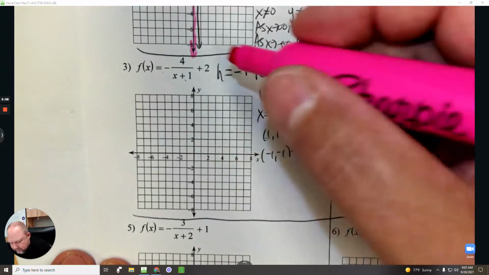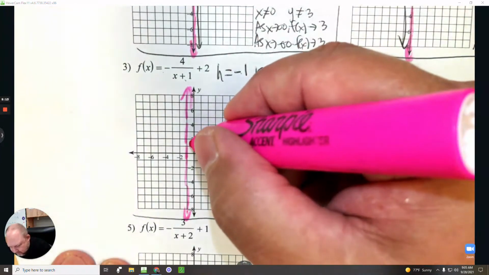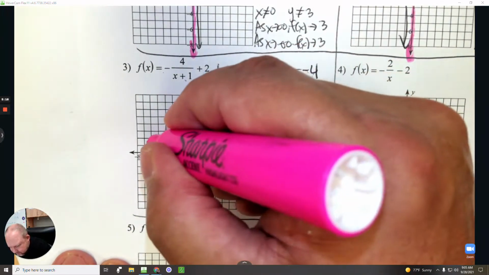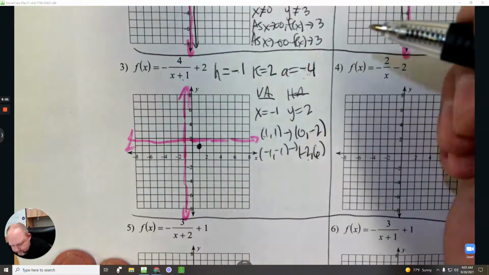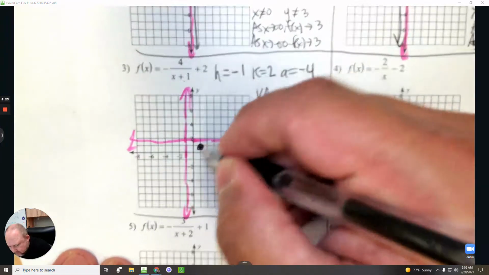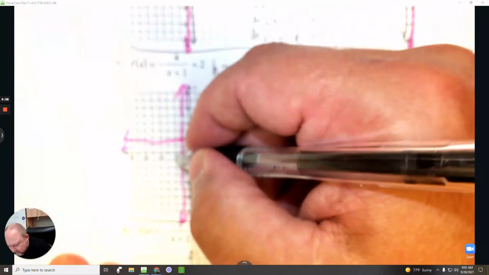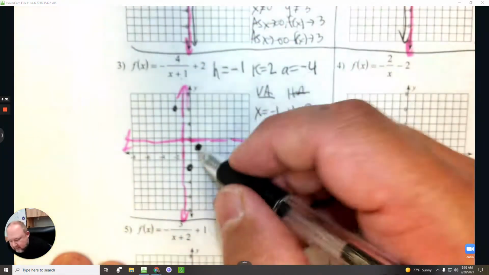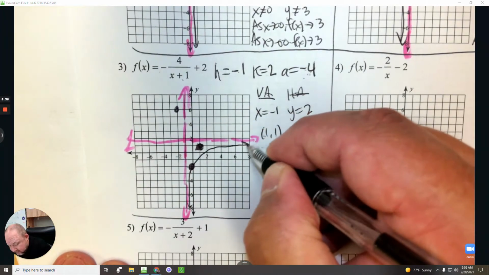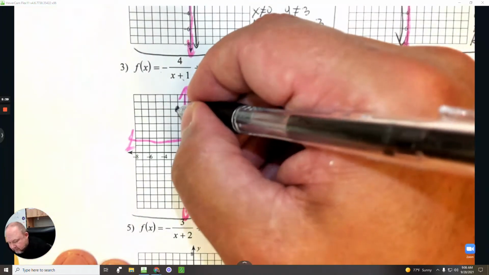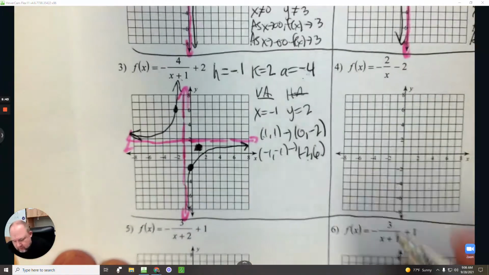So our asymptotes are at negative 1 and positive 2. So we have 0, negative 2, and negative 2, 6. And then I'm going to use these points to curve. So because of the reflection, the right side goes down forever and then curves up. This one goes up forever and then curves and joins the horizontal. So those are the two curves.